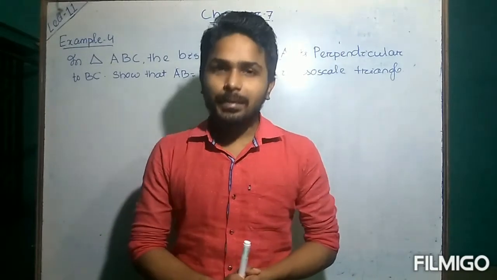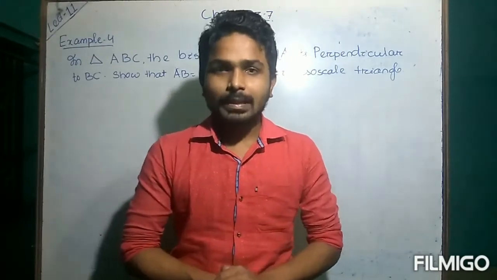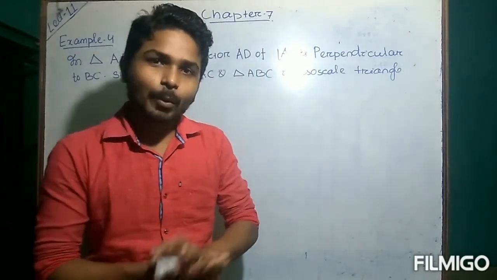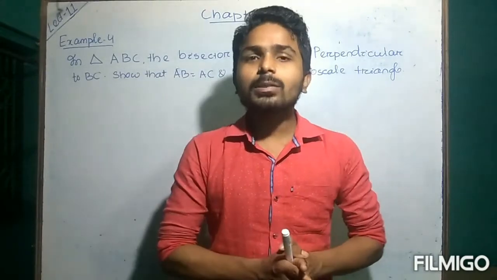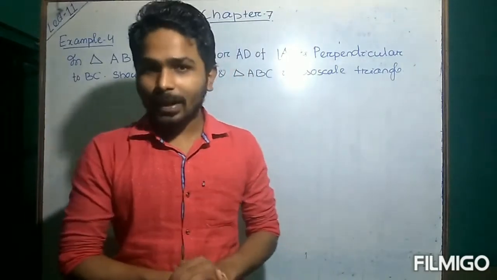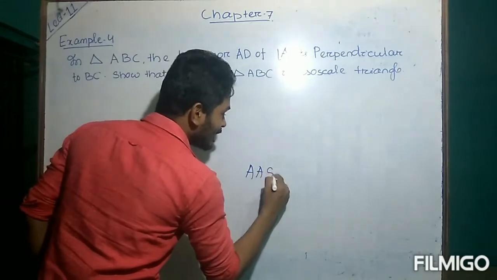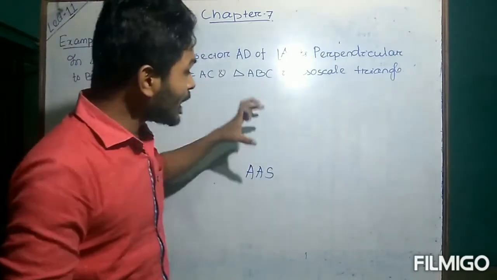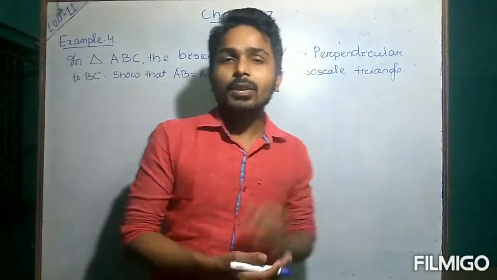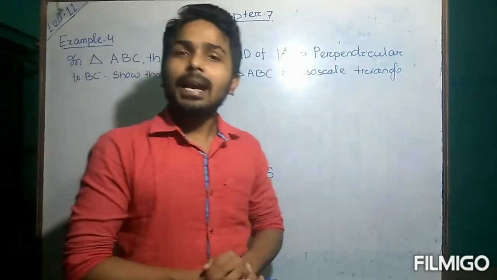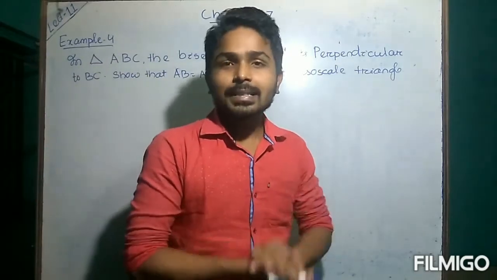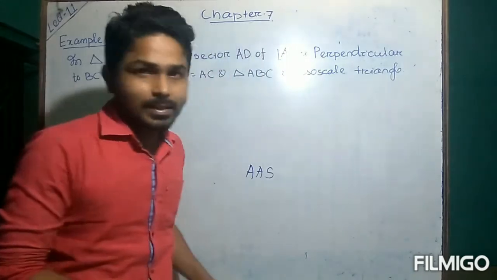In lecture 10 we discussed two theorems, theorem 7.2 and 7.3, as well as the third congruency of triangles, which is known as angle side. Understood? Based on those concepts, today in this lecture we are going to solve two to three examples from the NCERT books. So let us start with the first example.